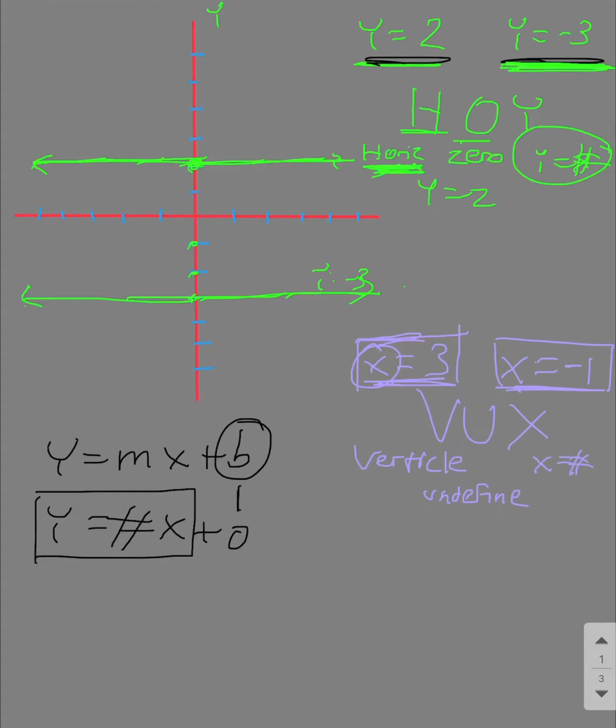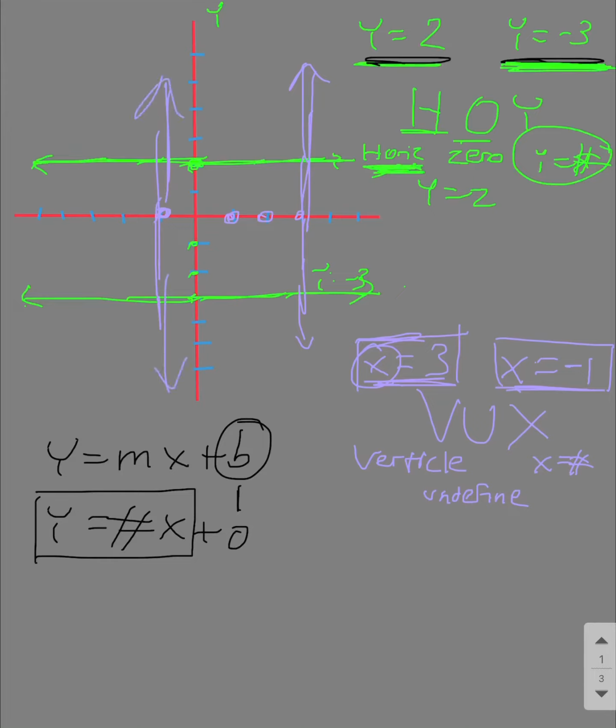So if we have x equals 3, locate 3 on the x-axis and make your vertical line. Here's 1, 2, 3. And we make a vertical line. The same thing will be done with x equals negative 1. So locate where negative 1 is on the x and y coordinate plane. There's negative 1, and we make the line.